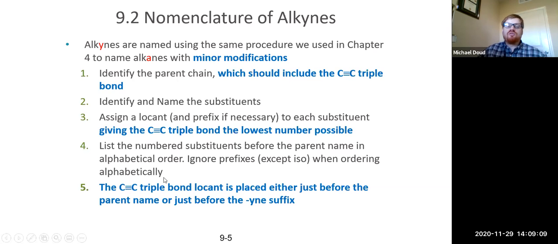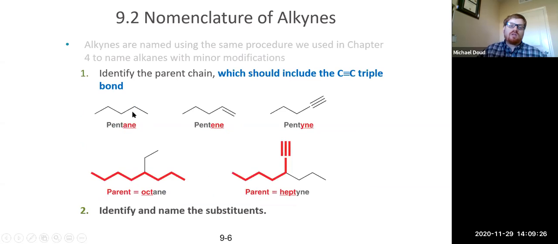And then you are going to number the C-C triple bond either just before the parent name, or if you recall, what we were doing with alkenes, we would put it just before the -ene suffix. Well, with alkynes, same deal, it's just before the -yne suffix. So pentane becomes pentene, and this would be pent-1-ene because it's starting from this side here. And this is pentyne, and again, because it's starting from the first carbon, this would be pent-1-yne.